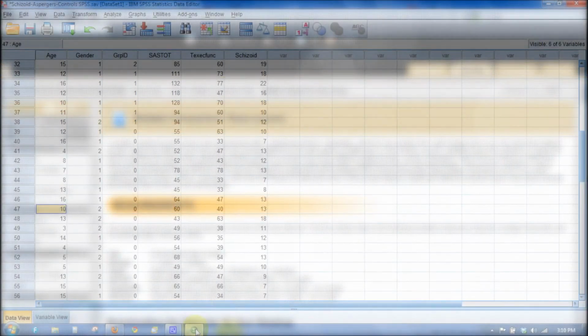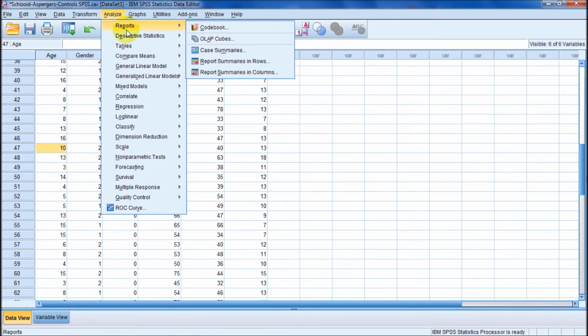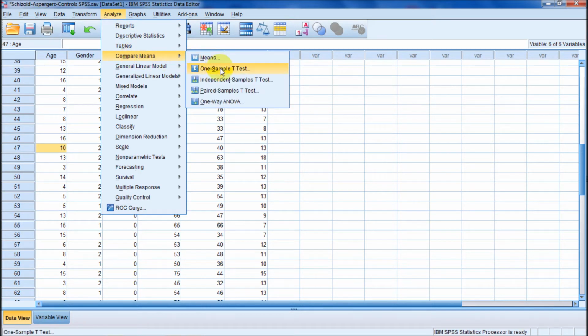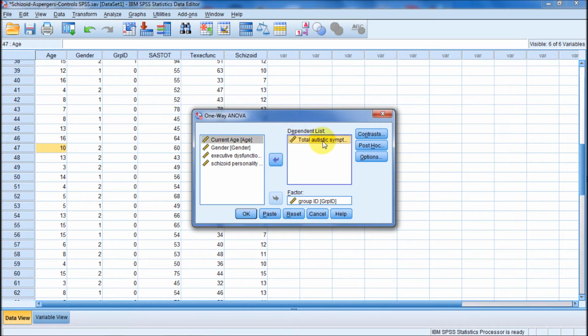We'll go down here to our data, and let's double check on case number 47. That 30 score isn't there, so we don't need to eliminate case number 47 again, because this is a legitimate SAS total score. If you remember, we went to Analyze, and we went to Compare Means, and we went down here to One-Way ANOVA. So we said, okay, what are we going to measure? We're going to measure autistic symptoms. So that's our dependent list, dependent variable.